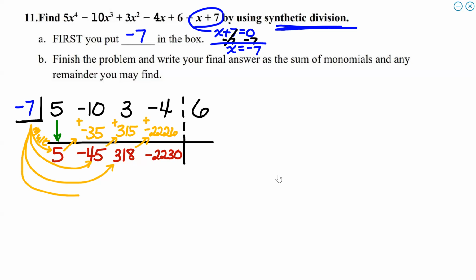Am I done? Do one more multiply right here. Negative times a negative, so I know I'm going to get a positive. Positive what? So negative 2230 times negative 7. Let me double check on my calculator here. 2230. Yeah, 15,610.